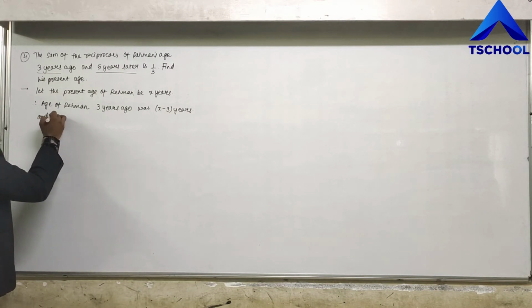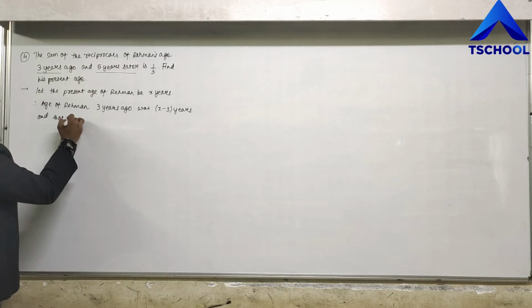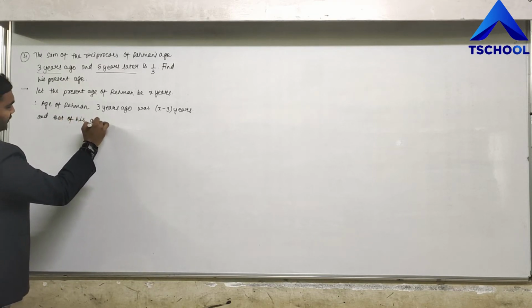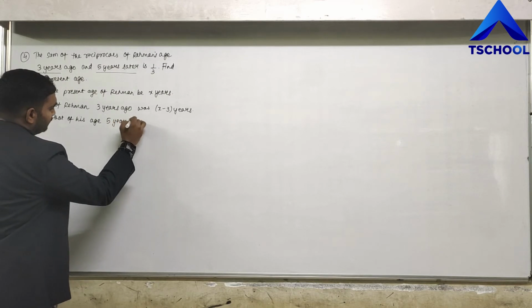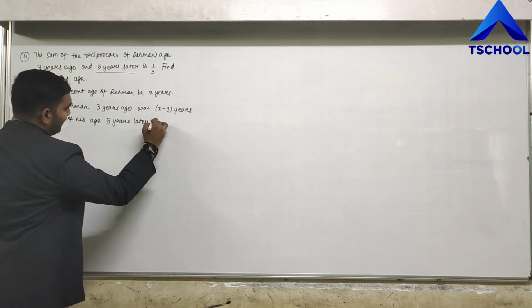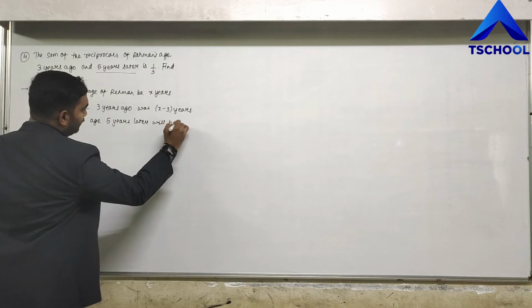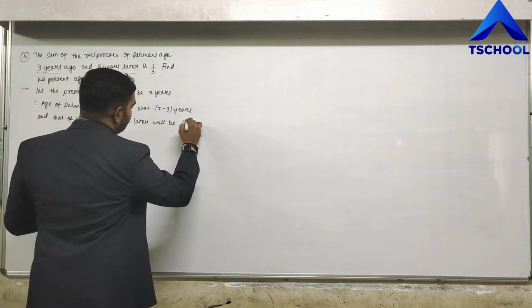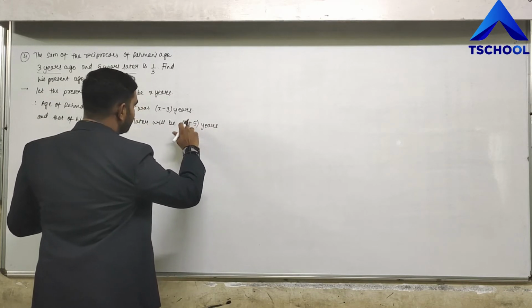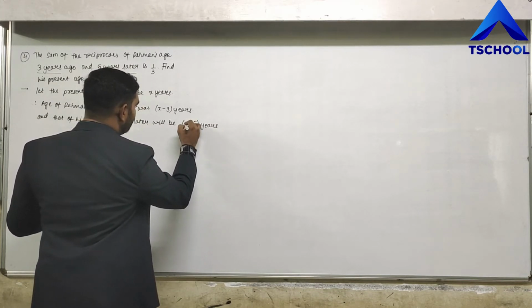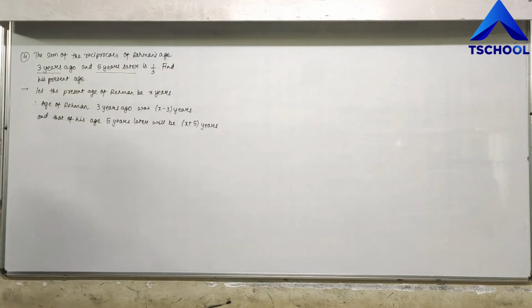And that of his age 5 years later will be how much? That is x plus 5 years, right? So the age of Rahman 3 years ago was x minus 3 years, and that of his age 5 years later will be x plus 5 years.